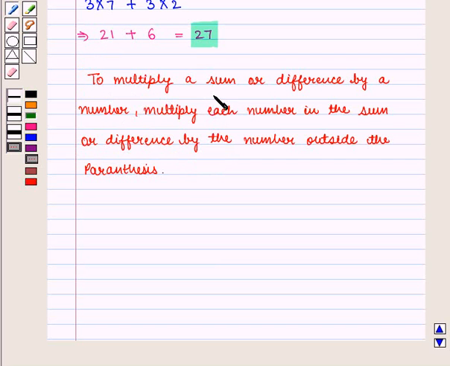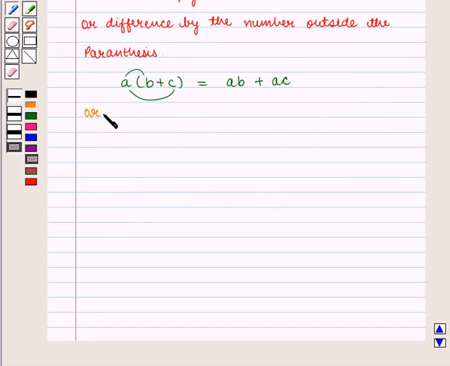To multiply a sum or difference by a number, multiply each number in the sum or difference by the number outside the parenthesis. That is, if we have A into (B plus C) in brackets, we can write it as A into B, that is AB, plus A into C, that is AC. Or if we have A into (B minus C) in brackets, we can write it as AB minus AC.